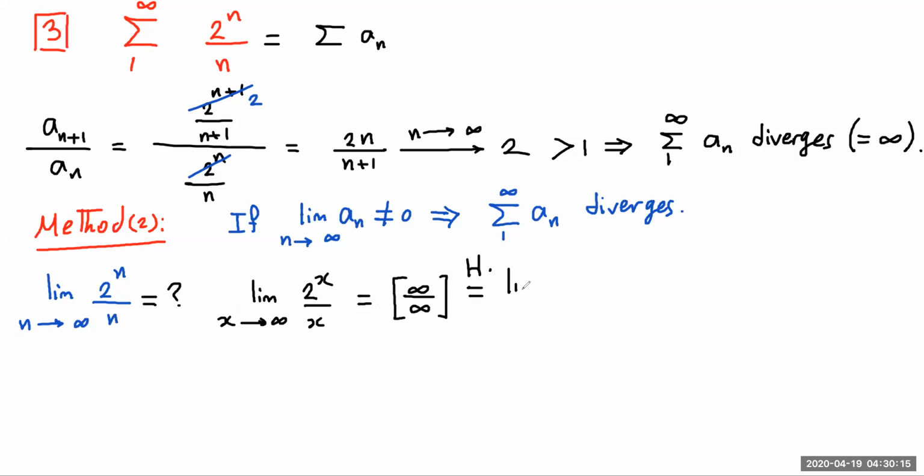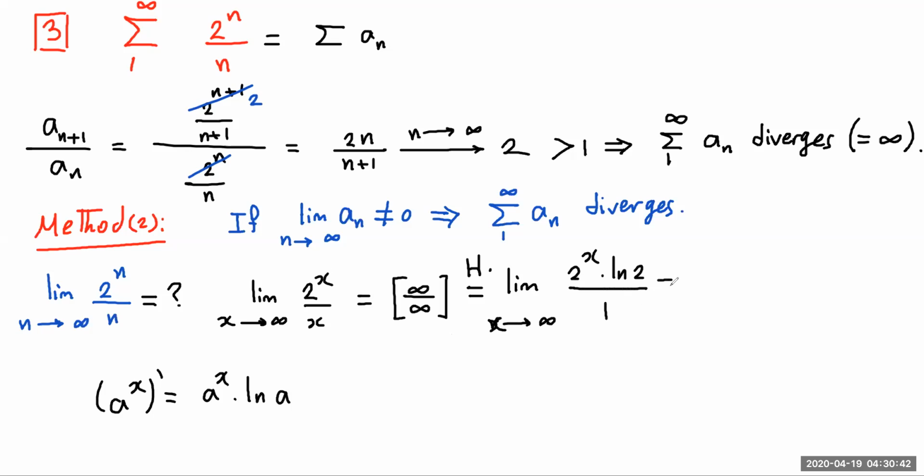So it's the limit of the derivative of 2 power x. What was the rule of the derivative of a power x? It's a power x times ln a. So it will be the limit of the derivative of 2 power x, which is 2 power x ln 2, divided by the derivative of x, which is 1, when x goes to infinity. Now if I put infinity, it will be infinity. So the answer is infinity.